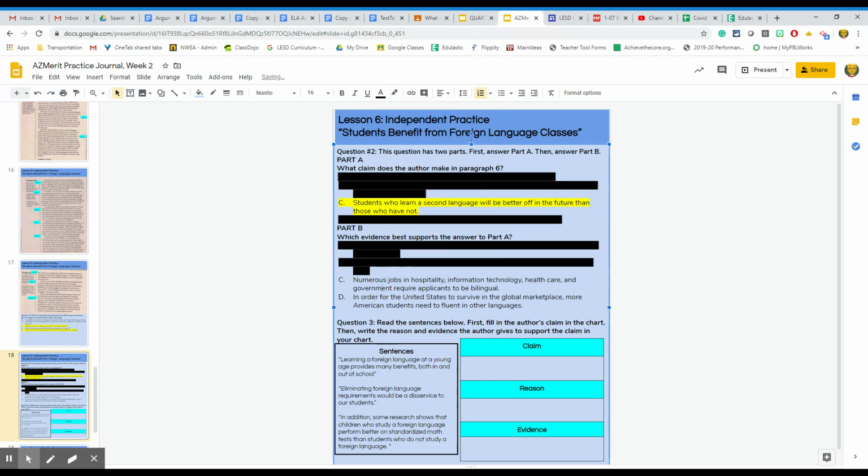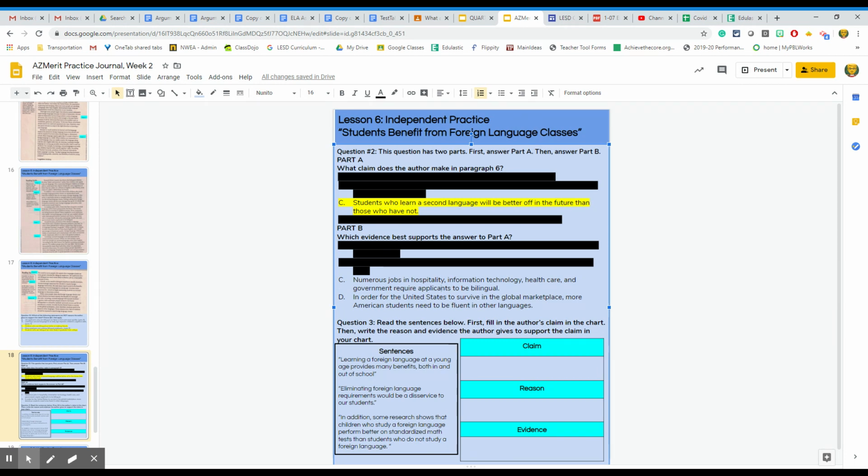C. Numerous jobs in hospitality, information technology, healthcare, and government require applicants to be bilingual. Or D, I'm just going to go over these two. In order for the United States to survive in the global marketplace, more American students need to be fluent in other languages. Okay. So again, the claim here is that students who learn a second language will be better off in the future than those who have not.